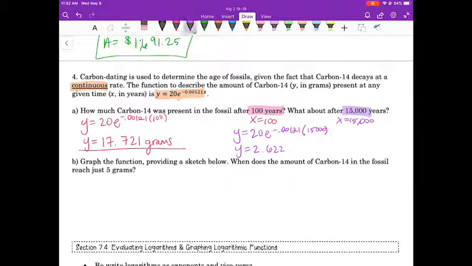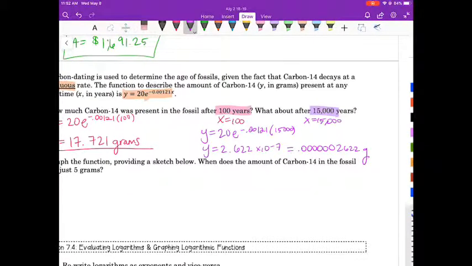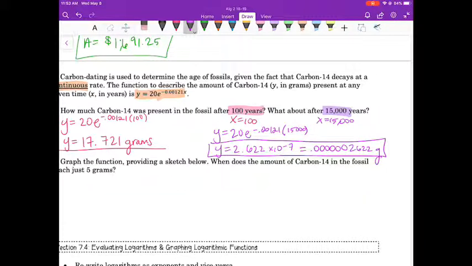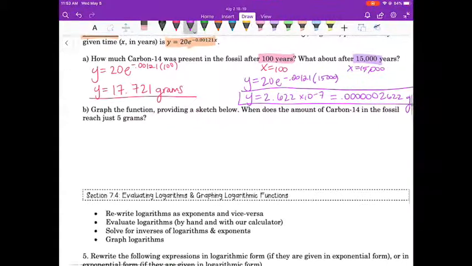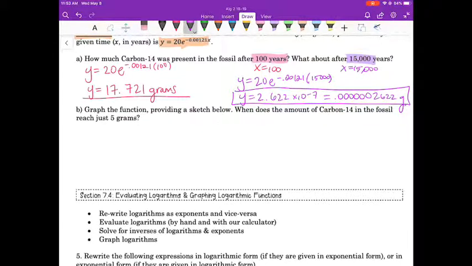Well, that's like saying times 10 to the negative 7th, which times 10 to the negative anything is usually a really, really small number. And sure enough, it's 0.0000002622 grams, which to us seems insignificant, but after 15,000 years, we want to be as precise as possible, and we like to keep as many decimals as we can because that's how carbon dating works. That's how we know the difference between a fossil that's 15,000 years old and 20,000 years old or 30,000 years old, etc. And then in part B, we want to graph the function and provide a sketch below.